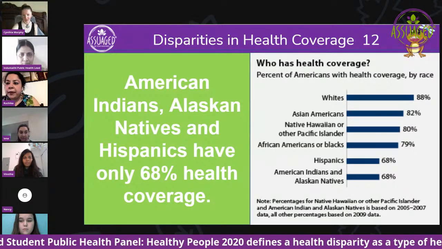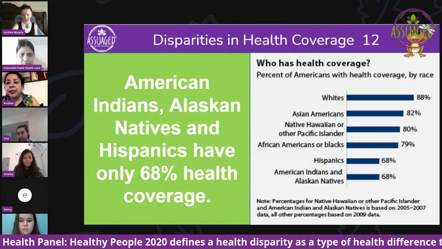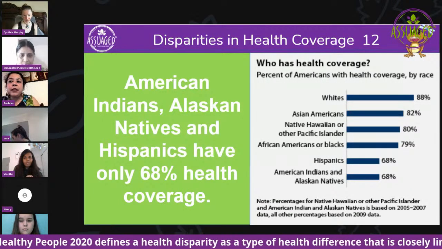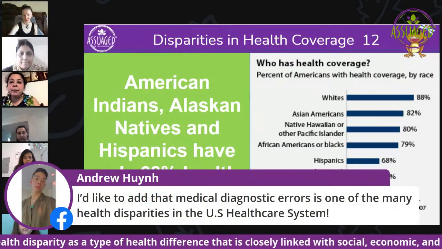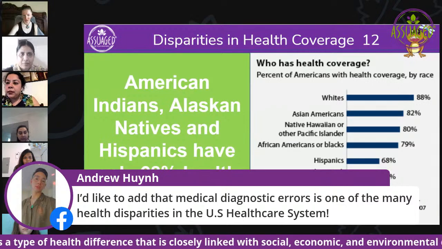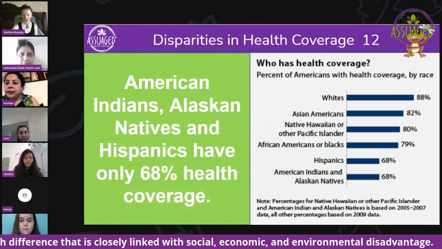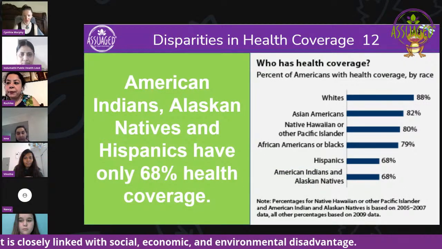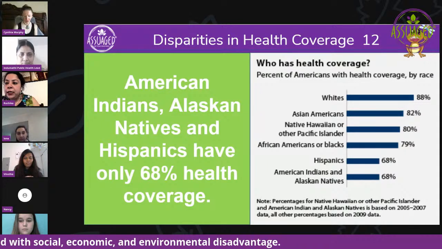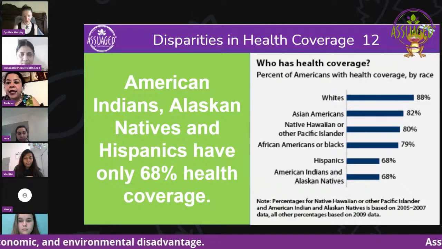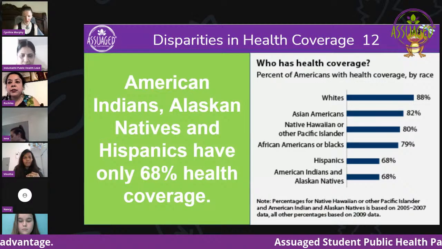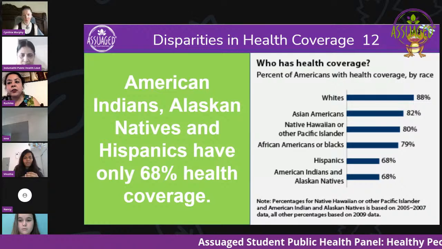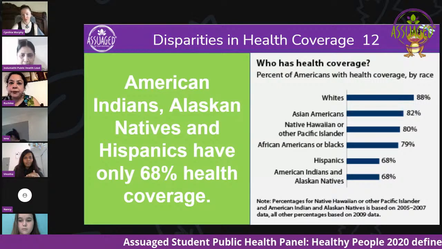Then come Native Hawaiians or other Pacific Islanders, who have 80%. Only 80% of them have health coverage. So the remaining 20% will be the ones who suffer more. Then African Americans or Blacks also have 79%, then Hispanics, and American Indians and Alaska Natives have only 68% health coverage. So this shows us all the disparities which people are facing on the basis of their race.